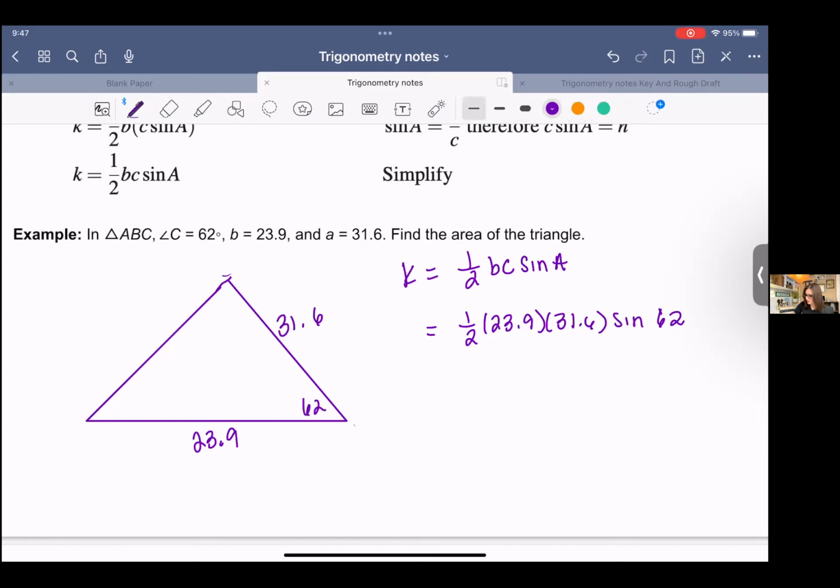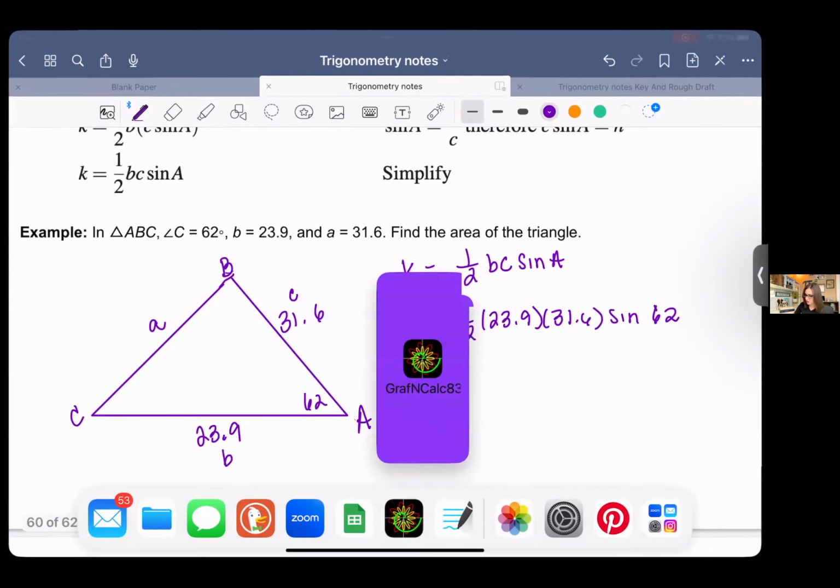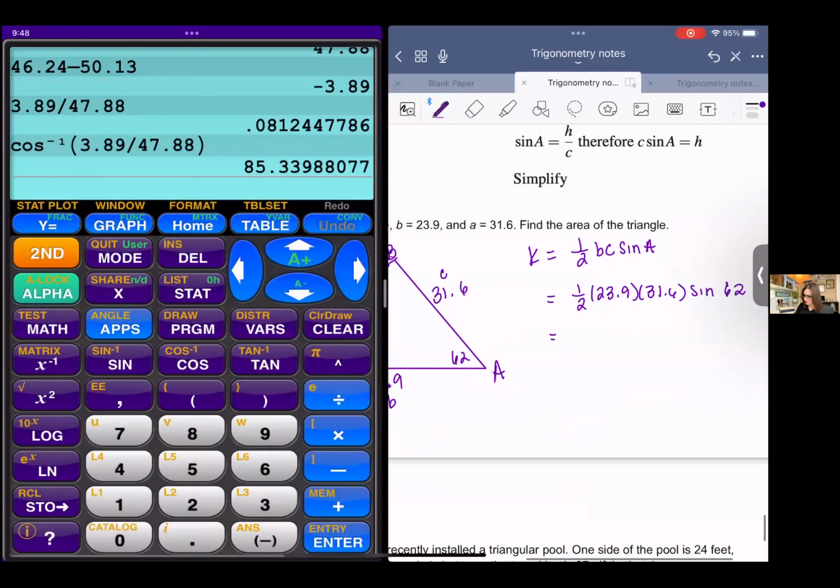So we can call this A, and then this B, and this C. Fixed it. So it applies. This is side C, this is side B. So now when you plug it in, it all works out. 1/2 side B times side C times sine A, the included angle. And then you can just type that in and make sure you're in degree mode, since we are talking about degrees in this case.